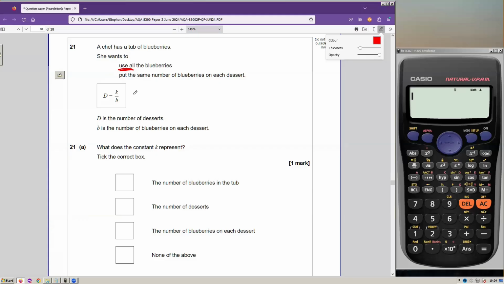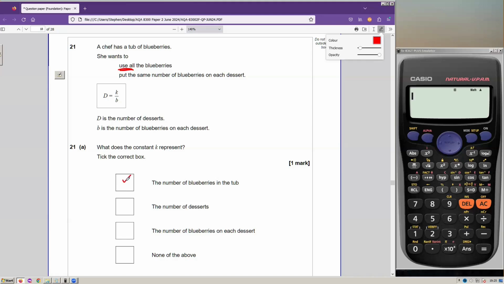In a quick look at this, it looks a bit complicated, but I think it's straightforward. Let's have a look. What does the constant K represent? Tick the correct box. The number of blueberries in the tub. The number of desserts. Well, no, D's the number of desserts. The number of blueberries on each dessert. No, B is the number of blueberries on each dessert. None of the above. Well, I actually think it's the number of blueberries in the tub.